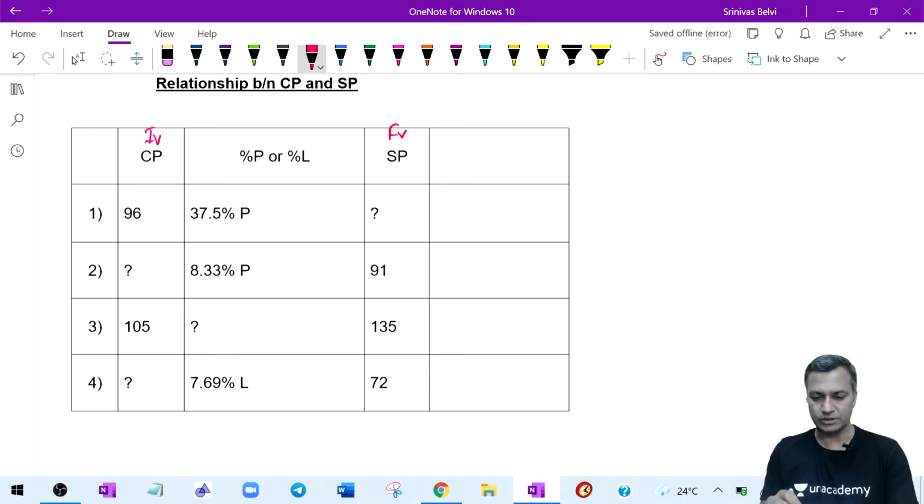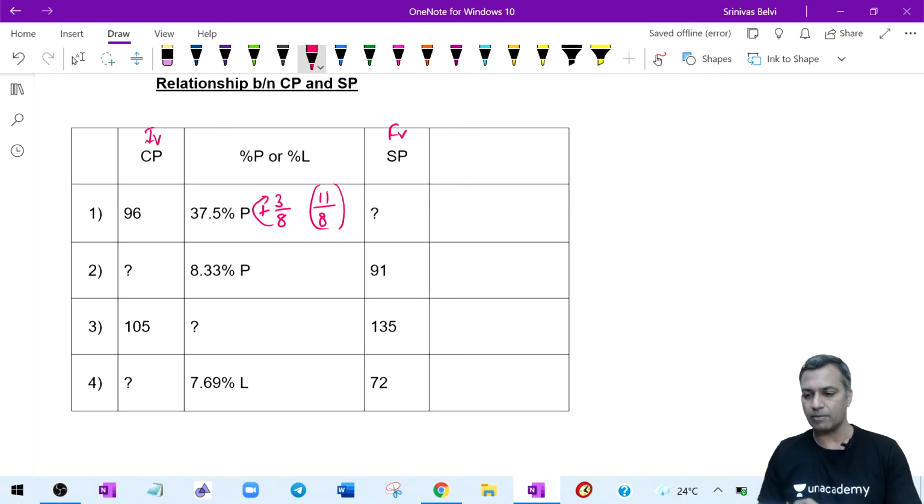Okay, coming back to this. Let's say cost price is 96 and there is a profit. Again, profit means plus. Yesterday we discussed that 37.5% is 3 by 8. Therefore, what is the multiplier related with this? The denominator 8 you retain as it is, 8 plus 3 you add, which becomes 11.